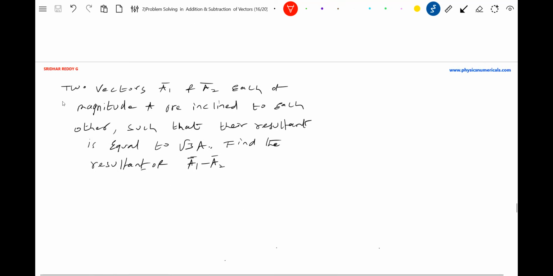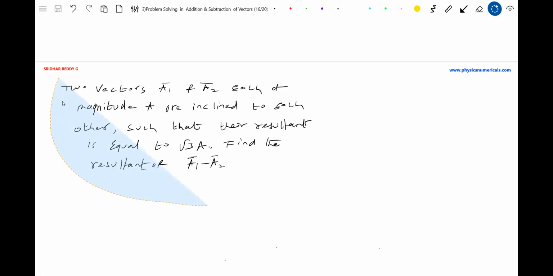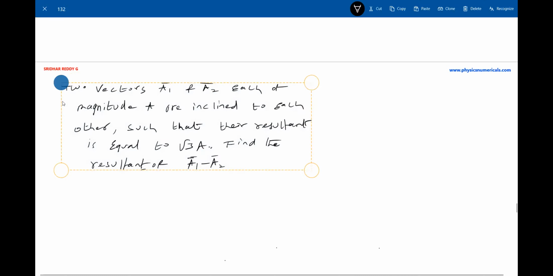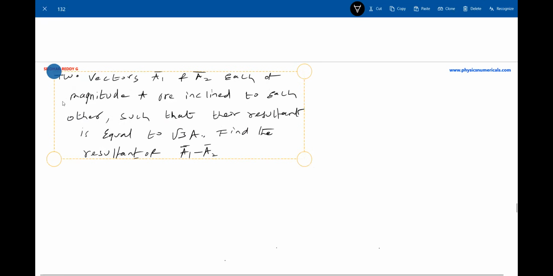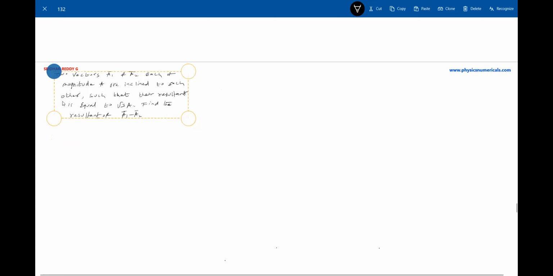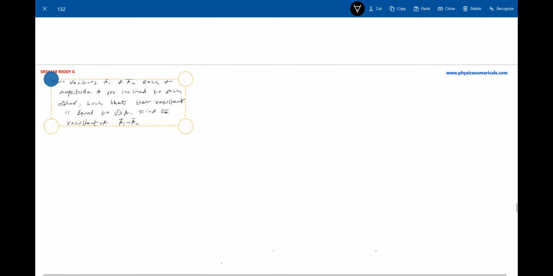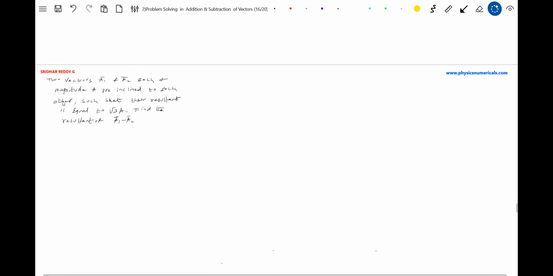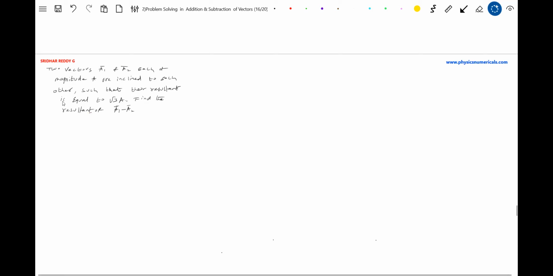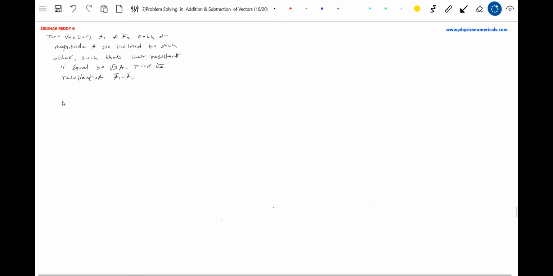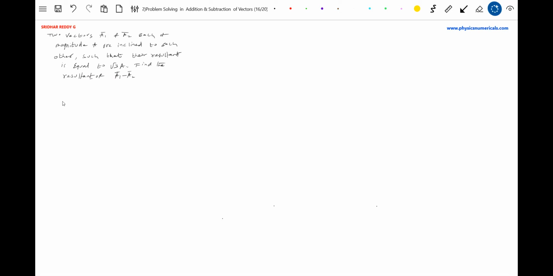Two vectors. I didn't scribble it properly. I think okay, you are able to read it. Yeah. Two vectors A1 bar, A2 bar, each of magnitude A are inclined to each other such that the resultant is equal to root 3A. Find the resultant of A1 bar minus A2 bar.